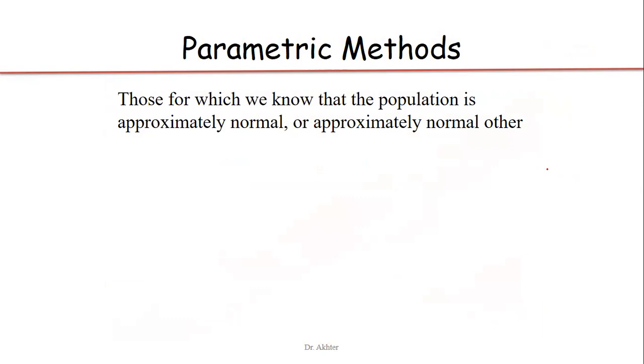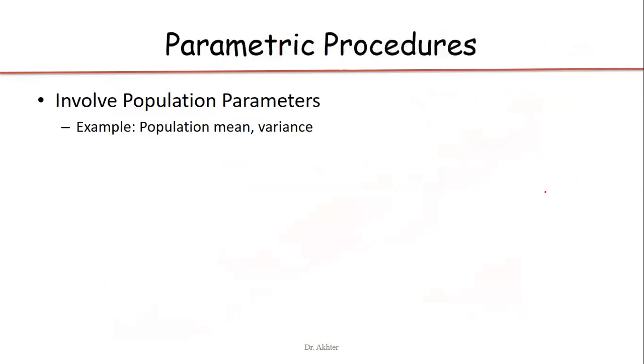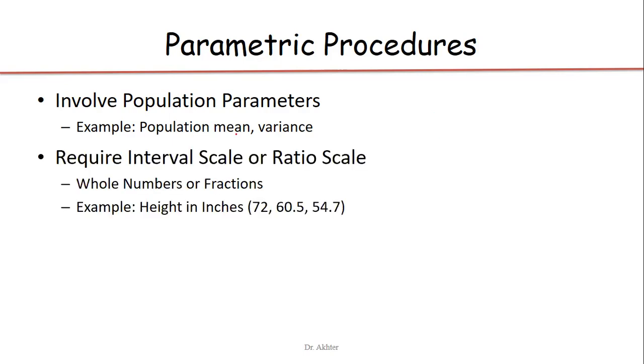Now we have the two sorts of procedures. First, parametric procedures, which can be applied to quantitative data that fulfill certain assumptions. The assumptions must be checked on the quantitative data to apply the parametric procedures. Parametric procedures involve population parameters like the population mean, the population variance, the population correlation, the population proportion. If parameters are involved, the procedure may be a parametric procedure.